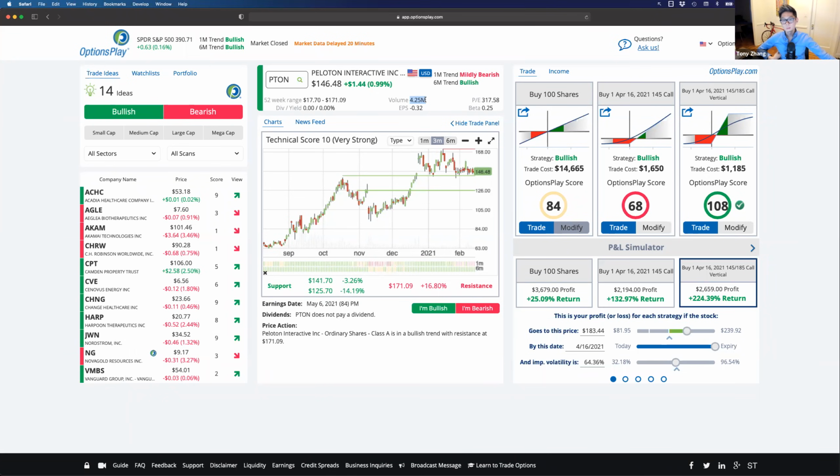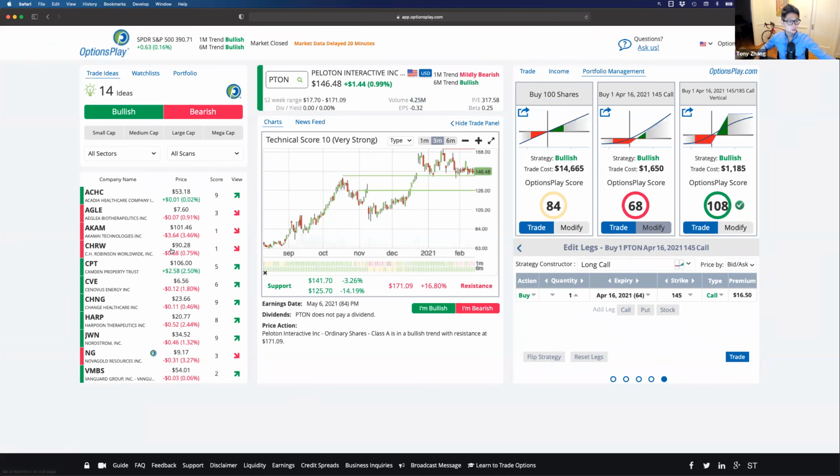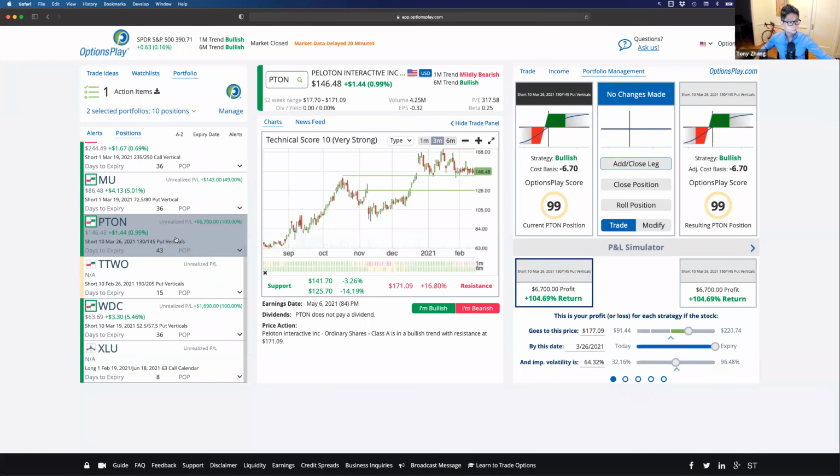But something that trades 4.25 million shares a day, because options liquidity is simply a factor of the stock's liquidity. If something trades 4.2 million shares a day, that is very, very liquid in my opinion. You will get filled on an option. So, whenever we look at liquidity, we look at bid-ask spreads, right? So if we look at the Peloton trade, the March 145, 135s, just to give you a sense here.